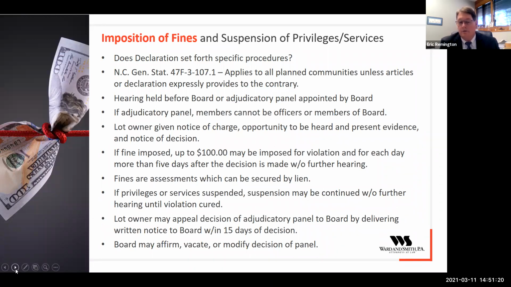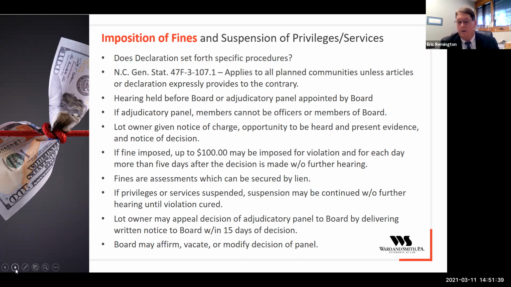Privilege is the other thing that you can do in addition to fining them: suspend privileges and services. If that's the case, those can also be continued without having to have a further hearing on the violation until the violation is cured. But it has to be done for a reasonable amount of time.